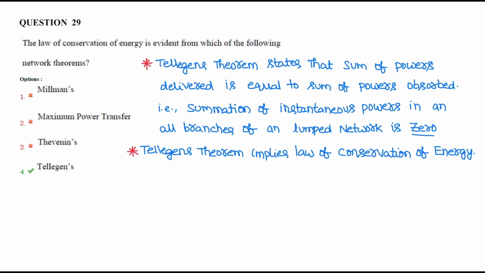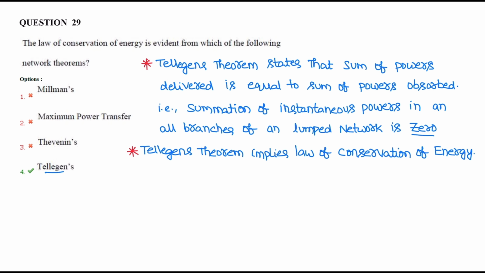Next question. Law of conservation of energy is evident from which of the following network theorems? The correct answer is Tellegen's theorem. So this Tellegen's theorem states that sum of powers delivered is equal to sum of powers absorbed. That is, sum of instantaneous powers in all branches of a lumped network is 0. Tellegen's theorem implies law of conservation of energy.